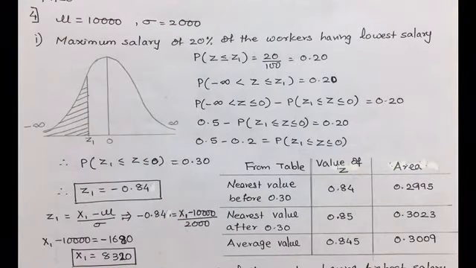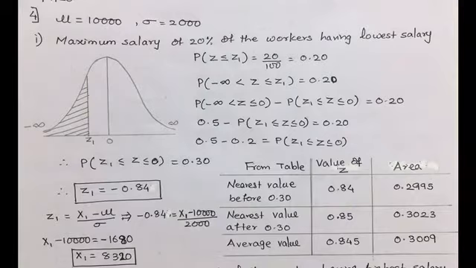Now the first question is, by assuming that the monthly salary of a worker follows normal distribution, estimate the maximum salary of 20% of the workers having lowest salary. Also estimate the minimum salary of 10% of the workers having highest salary.